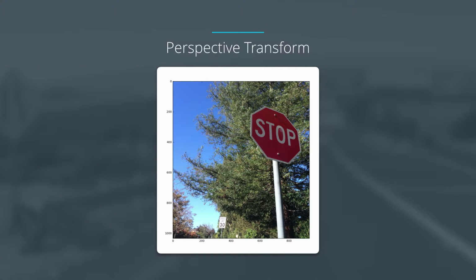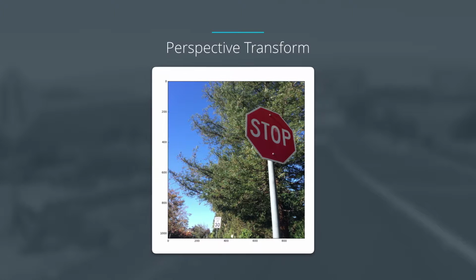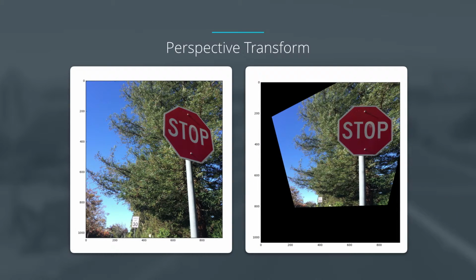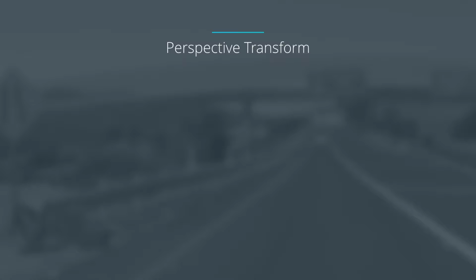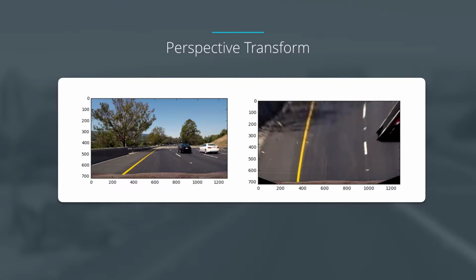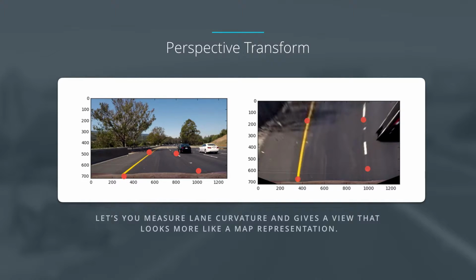Here's an image of a stop sign that's viewed from an angle, and I'll show you how to create and apply a perspective transform so that it looks like we're viewing this sign from the front. Remember, we care about the perspective transform because the software we write will eventually do this to images of a road so that you can find the lane curvature.